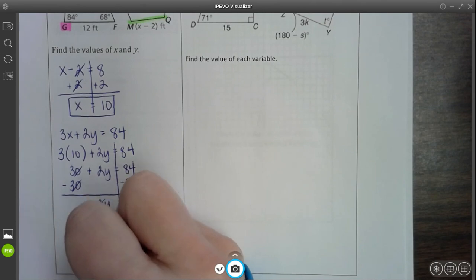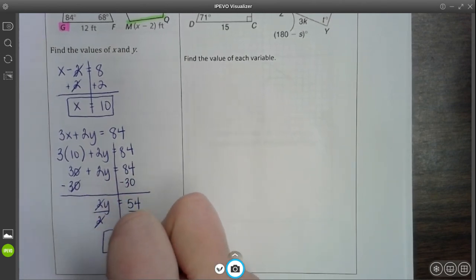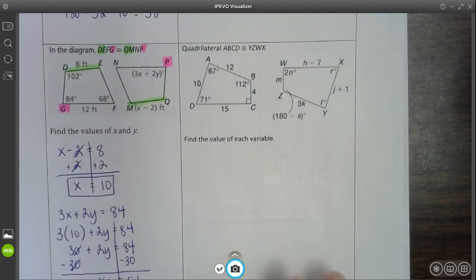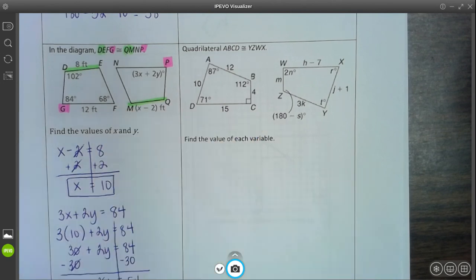And I will be left with y equals 27. And there's that one. Okay, so if you encounter a problem like this where there's 2 unknowns, start somewhere else first to figure out the one that you can figure out.